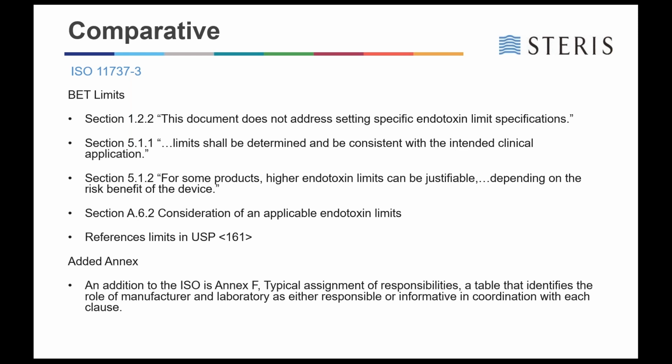Another portion here is in the annexes. We see an addition to the annexes in the ISO document. This is Annex F. It covers the responsibilities, and it lists in a table format the role of the manufacturer and the laboratory as either being responsible or informative. And it goes clause by clause and informs the reader who would be responsible or who would be providing information in those various portions of the test.